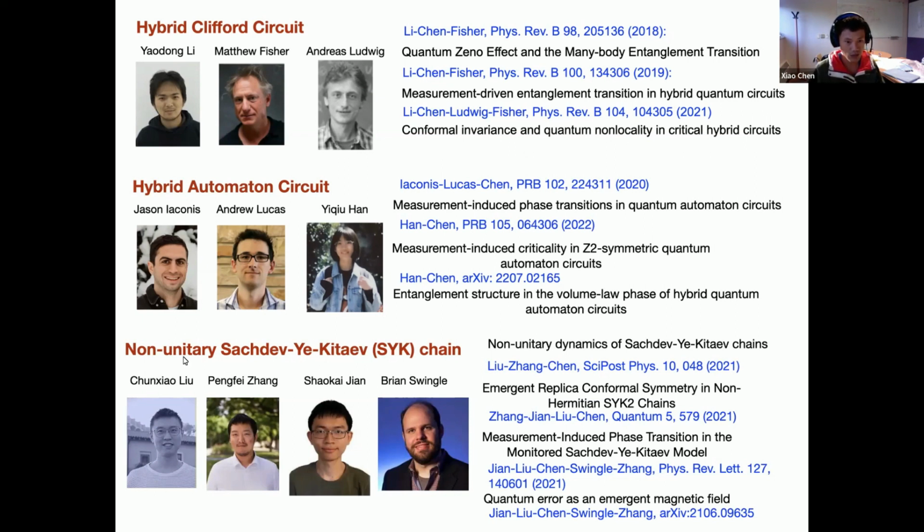The third type of system is based on the SYK model. We know this is an analytically solvable model in the large-N limit. We construct some non-unitary SYK circuit and understand the entanglement dynamics in this type of circuit. In all these three types of circuits, there is an entanglement phase transition.